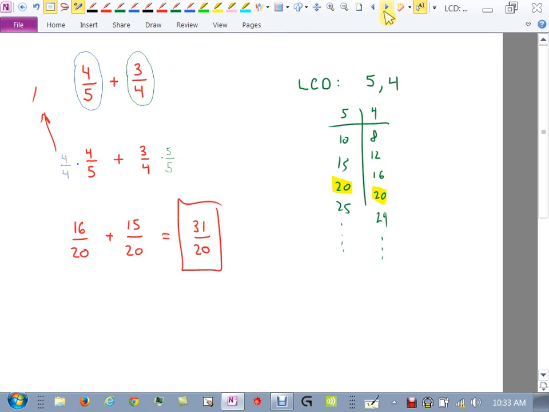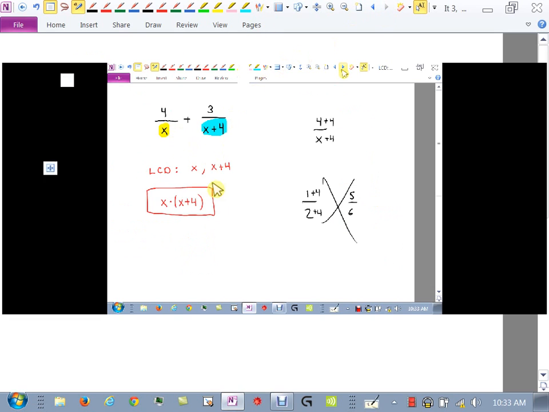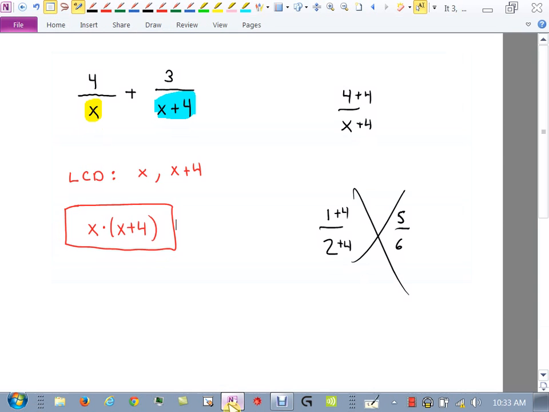So when we look at this problem, we say, what do we have down here? Look, I have an x down here. What do we need? x times x plus 4. What am I missing? I need the x plus 4 here. See, I have an x. I need the x plus 4 here. So what am I going to multiply on the top and bottom? x plus 4. So I'm going to put an x plus 4 in parentheses over an x plus 4, and I'm going to multiply that times that fraction on the left, the 4 over x.